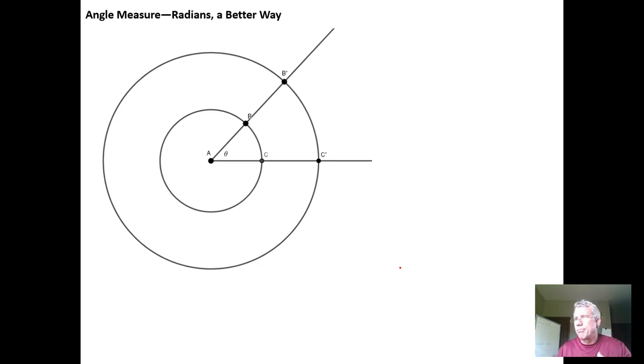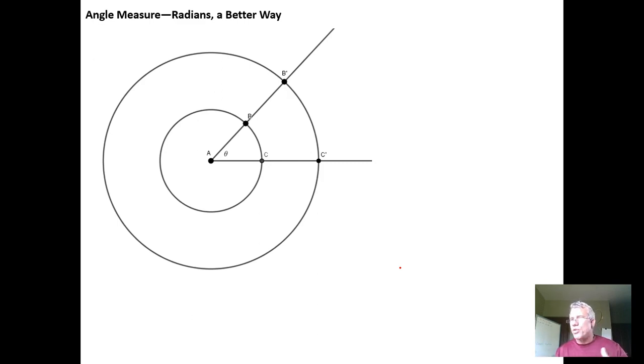Just like we had similar triangles, we can have similar figures. And we're looking for measurements that are invariant or constant. And the problem with degree measure is a rotation around a circle of 360 degrees is arbitrary. It's probably based on some of the early base 60 number systems and probably loosely based on the orbit of the planet Earth around the sun.